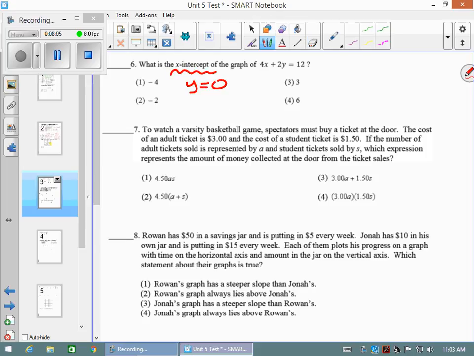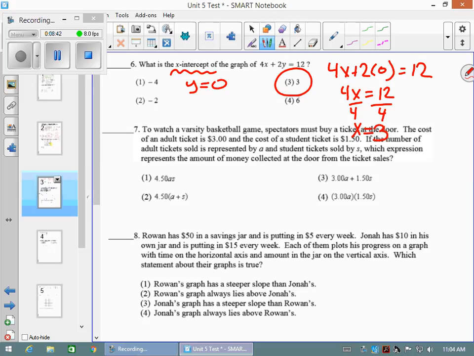So what we want to do is take this equation and plug in 0 for y. So 4x plus 2 times 0 equals 12. 2 times 0 is just 0, so 4x equals 12. Divide by 4 on both sides, and we're going to get that x equals 3. So your x-intercept is when x is 3. So that is the algebraic way that we can do this.